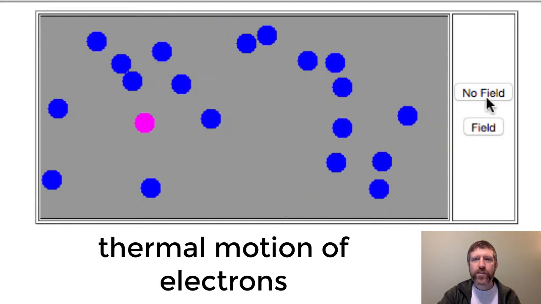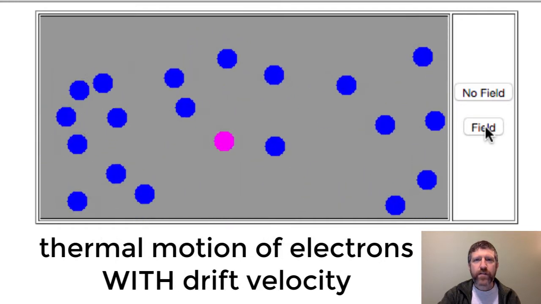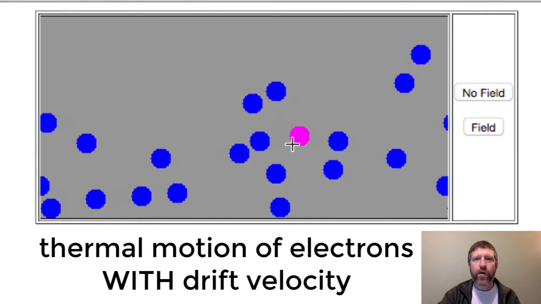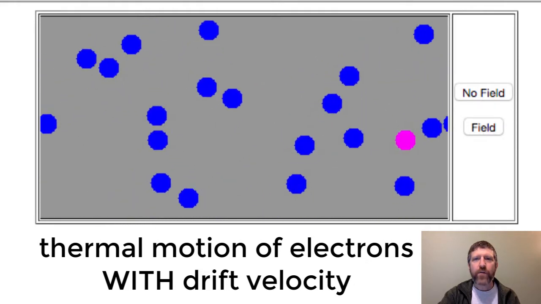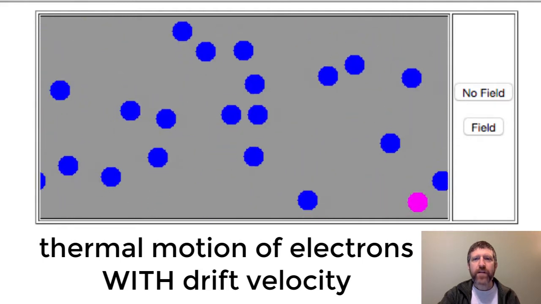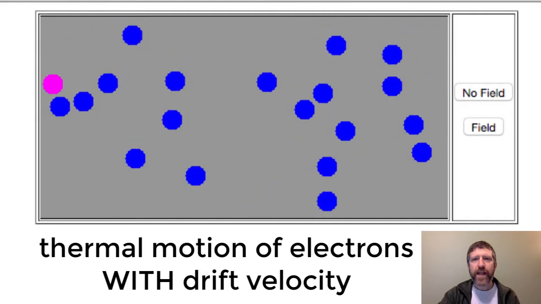So this is with no field. When I turn on the electric field, all of a sudden, well, it seems like not much has happened, but if we keep an eye on our purple electron right there, notice it is drifting to the right. It takes a long time to get out of the picture, but it will eventually get out of the picture.